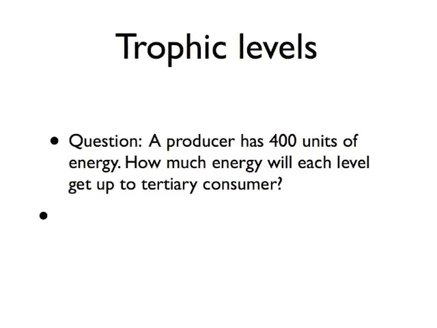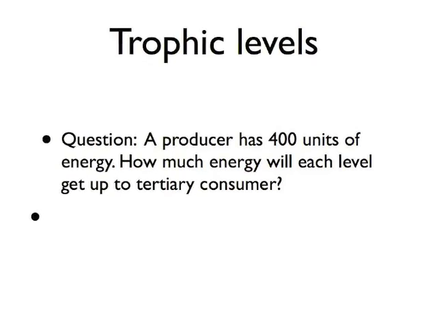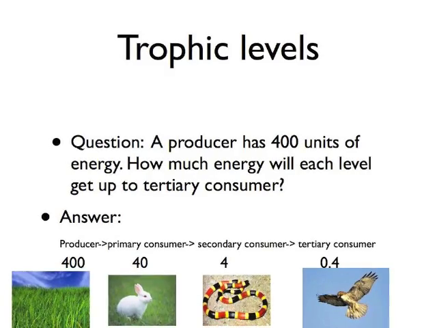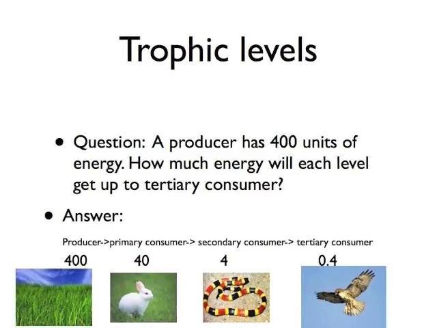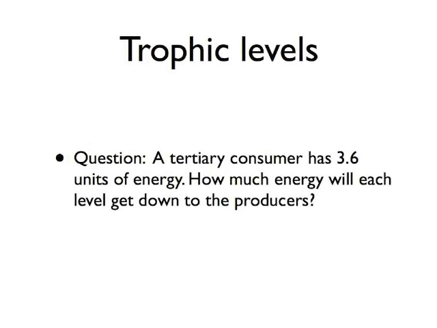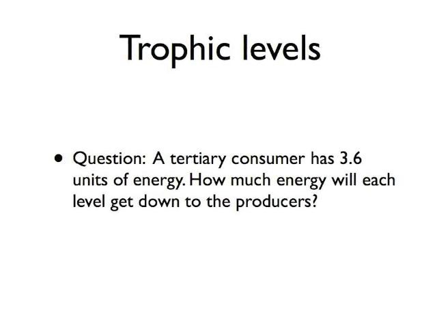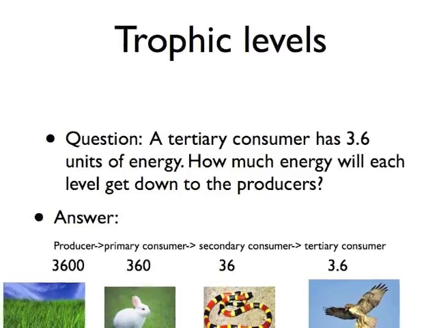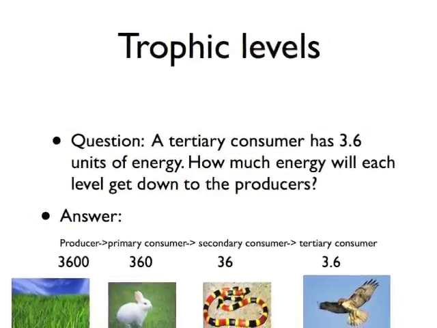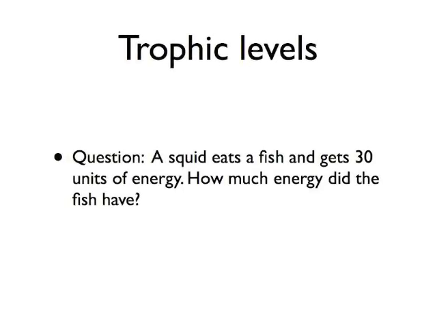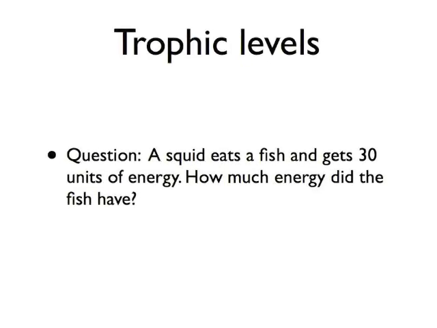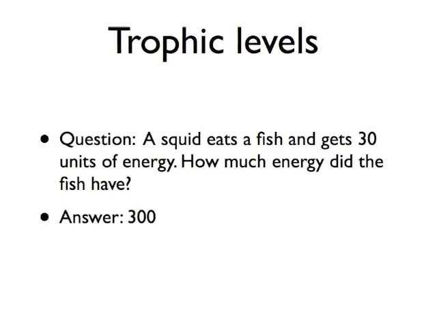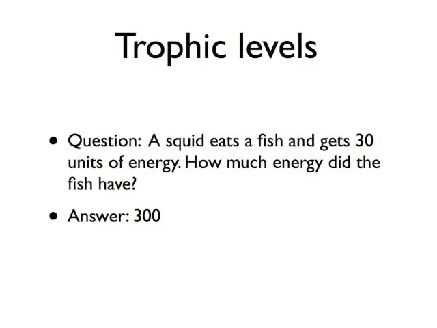The producer has 400 units of energy. How much will each level get up to the tertiary consumer? 400, 40, 4, 0.4. How much energy will each level get down to the producers? 3.6, 36, 360, 3,600. A squid eats a fish and gets 30 units of energy. How much energy did the fish have? 300.